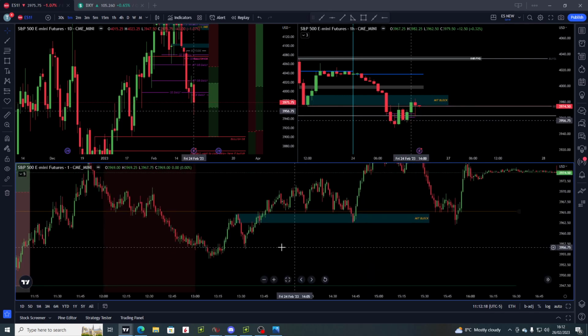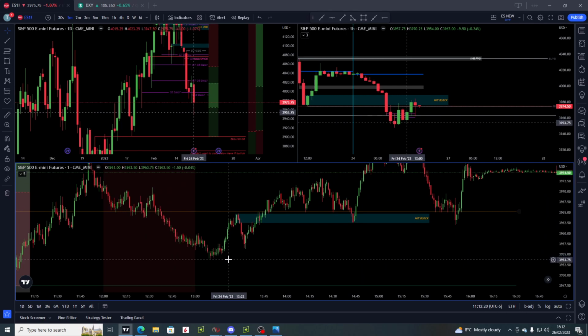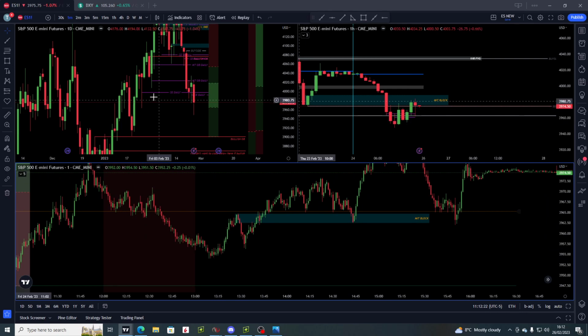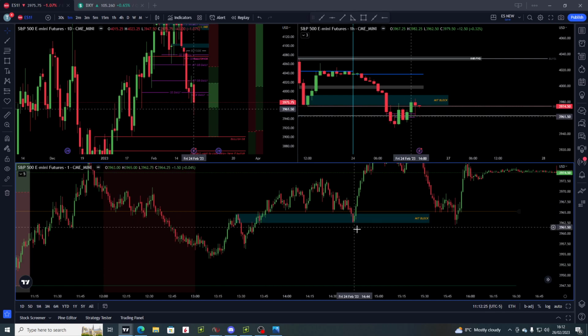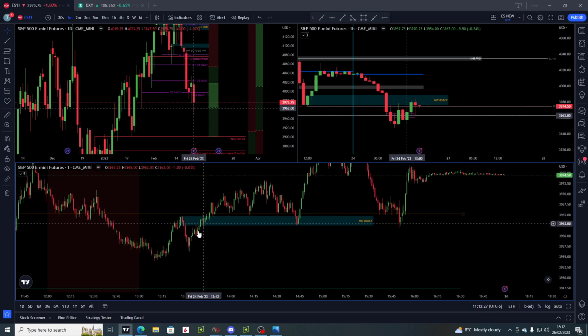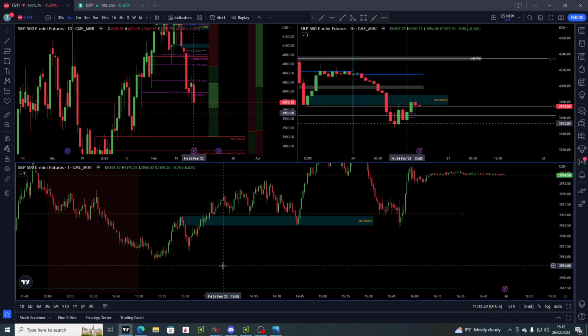So if you can understand and frame that, you know, this is a higher time frame support level that I've just mentioned previously, then you can start looking for these mitigation blocks, because you've got added confidence that this is a level which is unlikely to be broken.